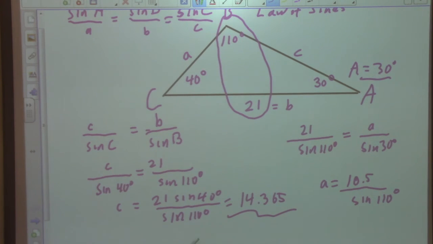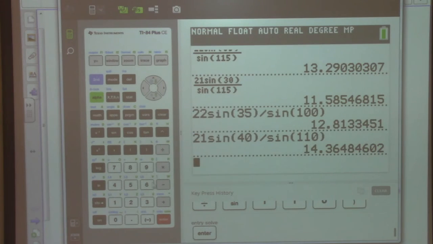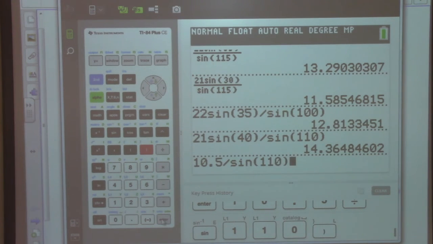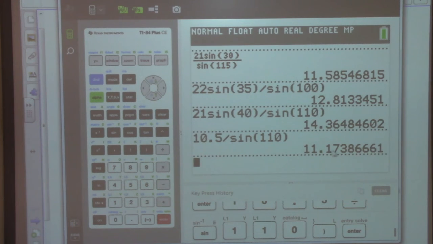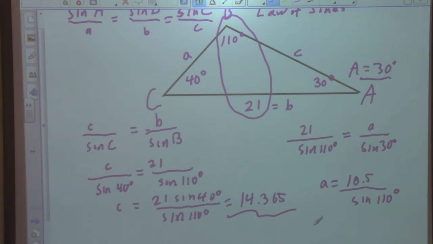So A is equal to 10.5 over sine 110. So 11.174. Okay, questions on that? All right, good deal. Let's get these exercises, we'll start working on.